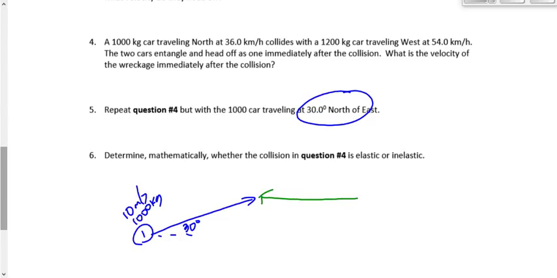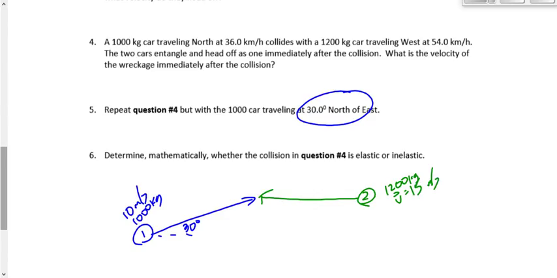We've got a 1,000-kilogram car traveling north of east. It's traveling at 36 kilometers per hour, which is 10 meters per second. 36 divided by 3.6. We got another car that's traveling to the west. That was car number 2. It's got a mass of 1,200 kilograms, and it's got a velocity of 15 meters per second.